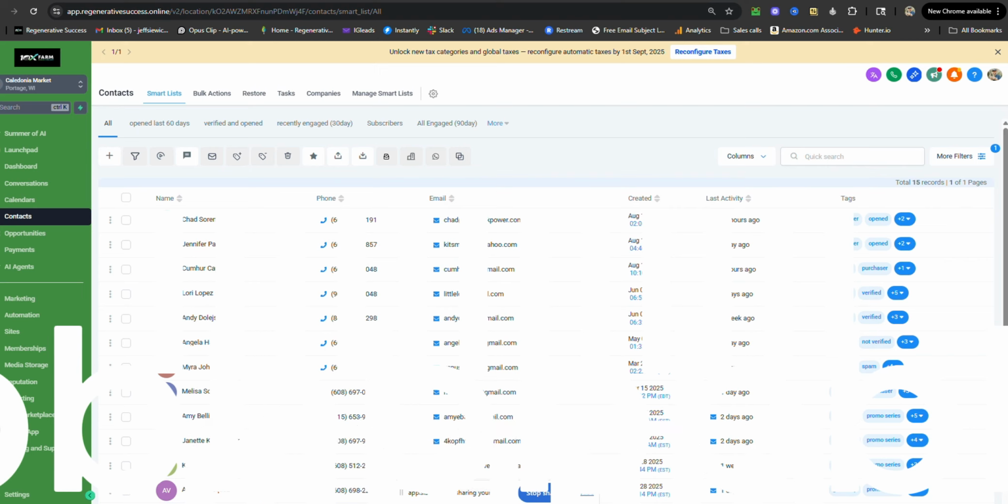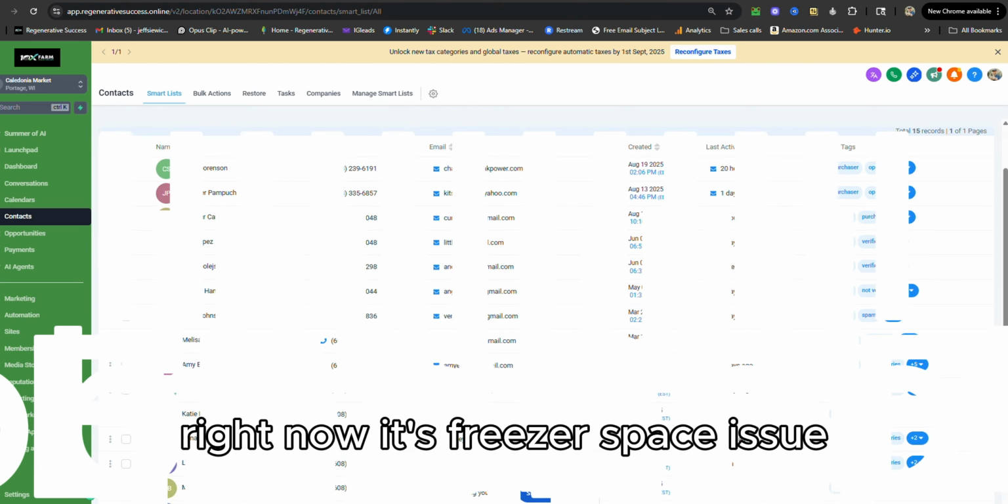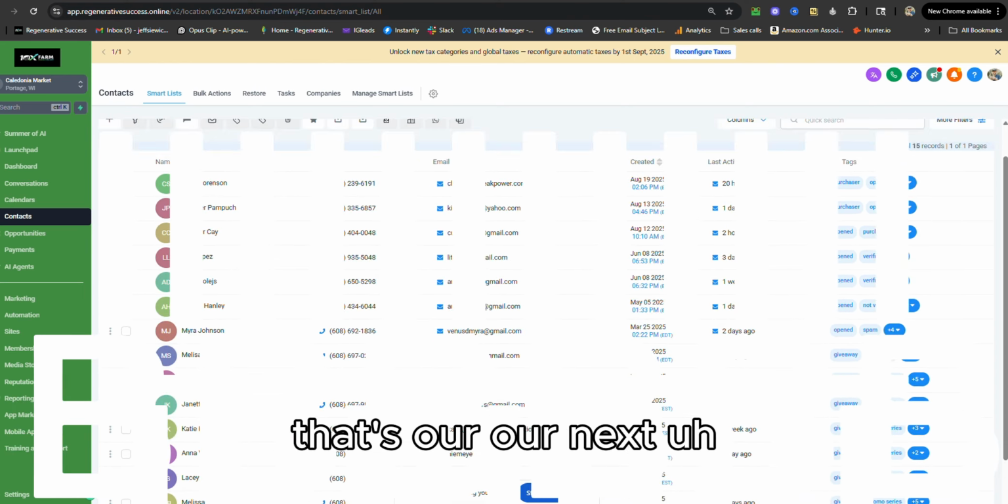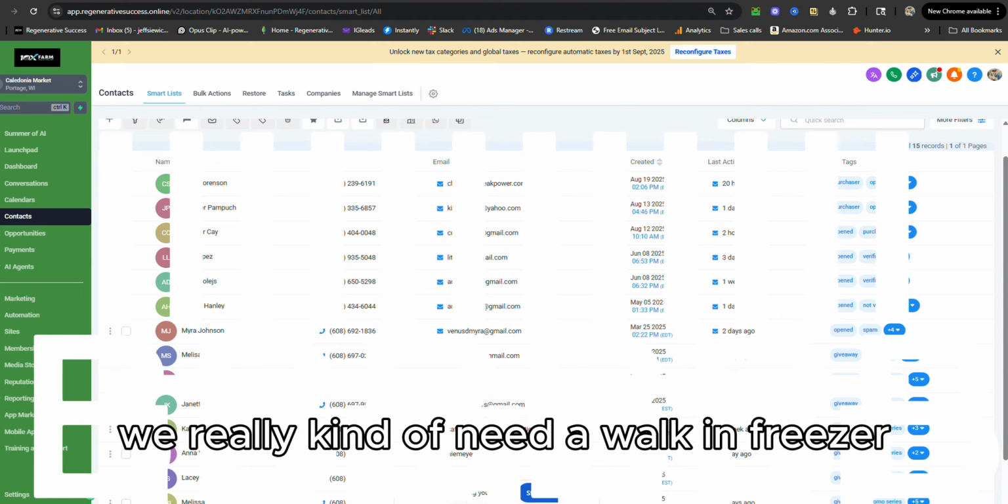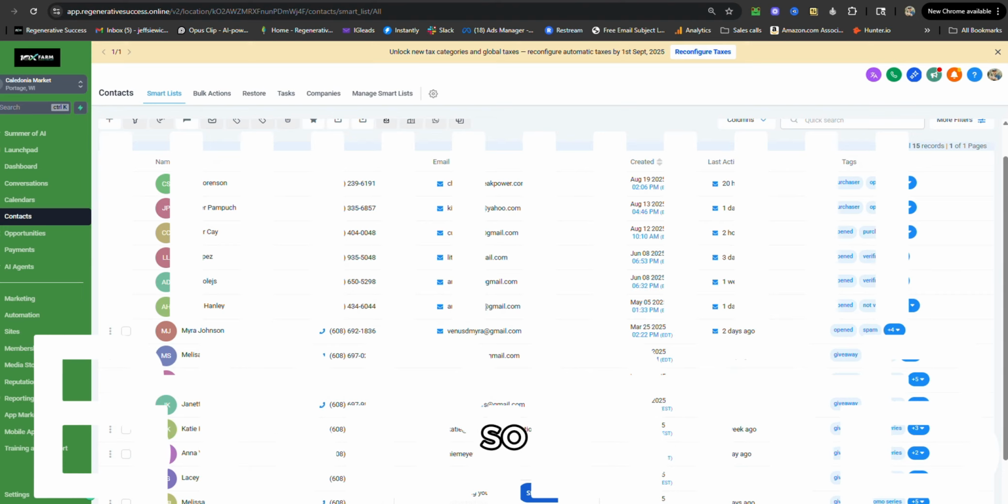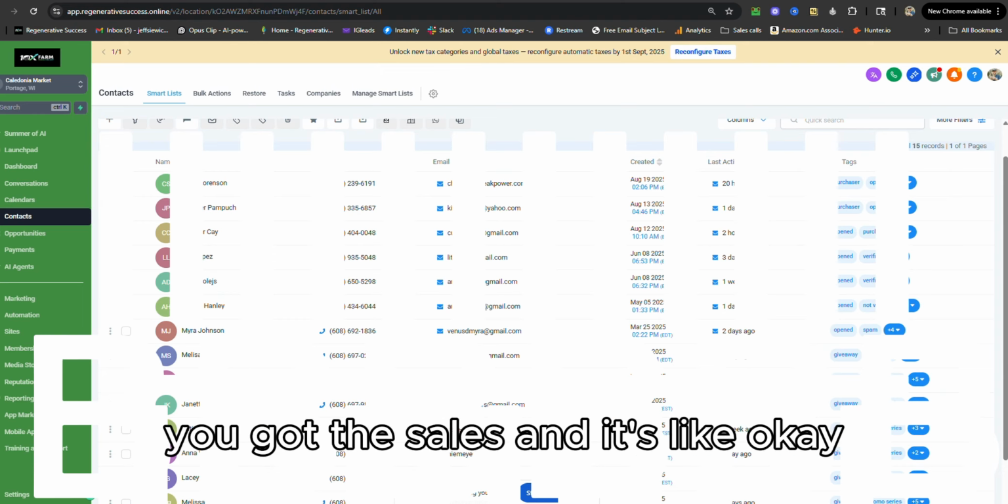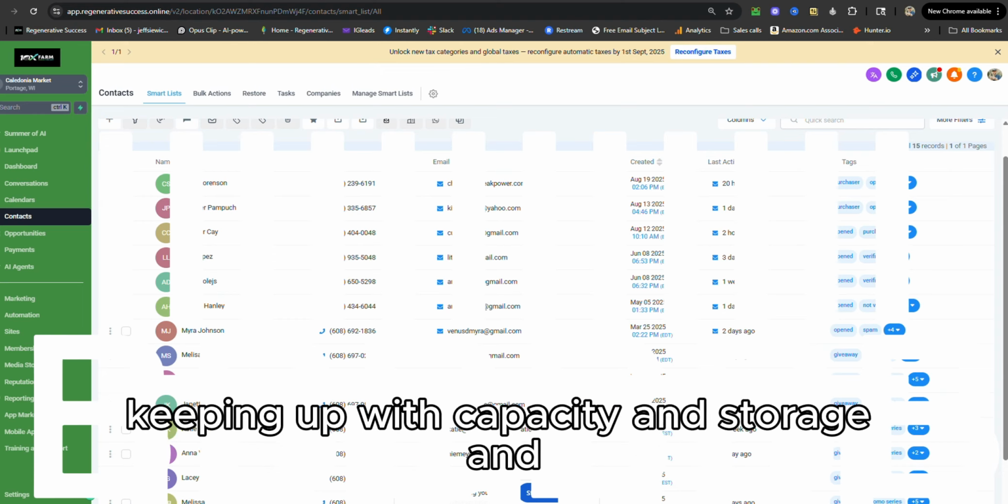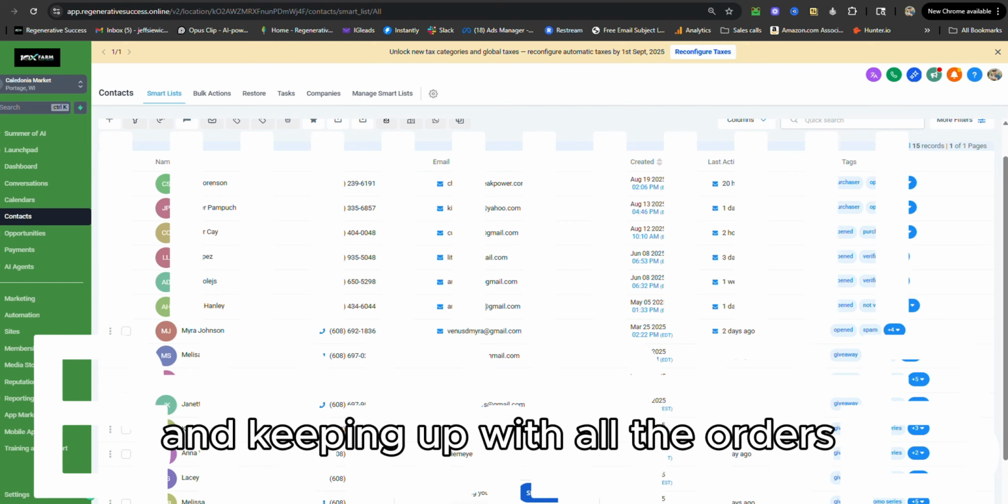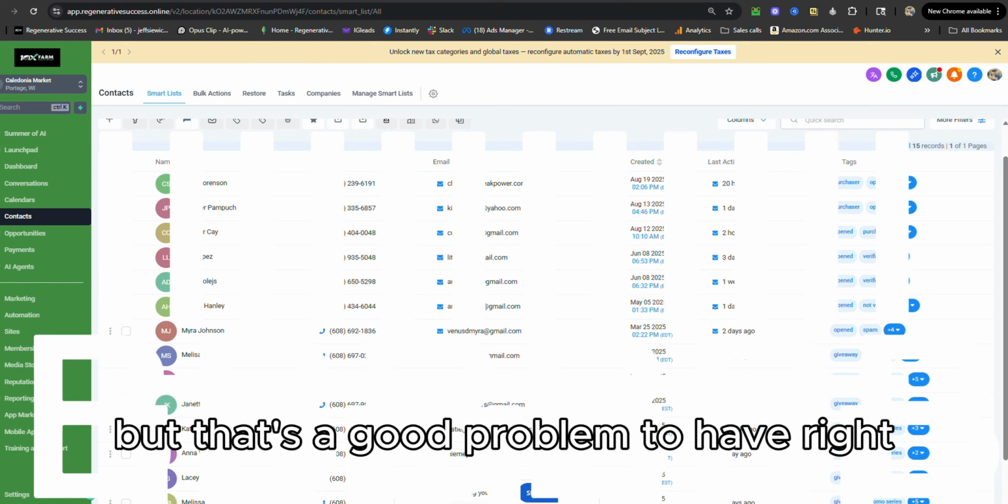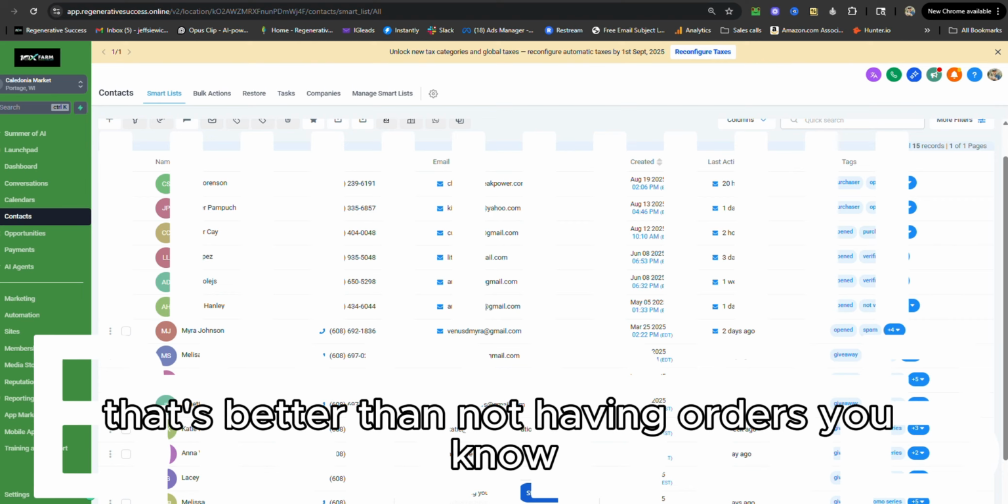Right now it's a freezer space issue. That's our next thing we're trying to tackle. We really need a walk-in freezer. Yeah, that becomes the next challenge, right? When you've got the sales, it's keeping up with capacity and storage, and keeping up with all the orders. But that's a good problem to have, right? That's better than not having orders, you know.